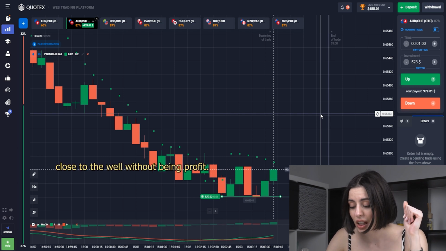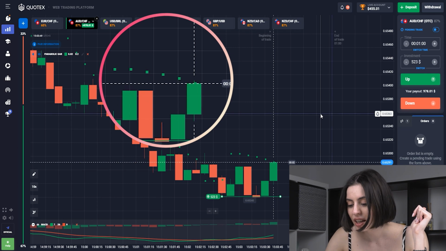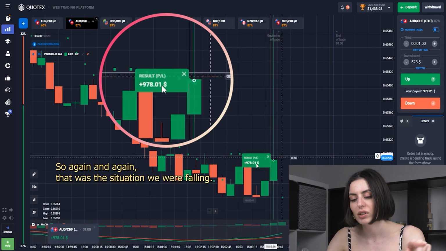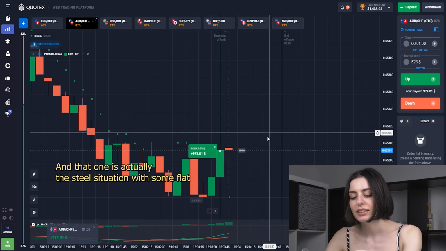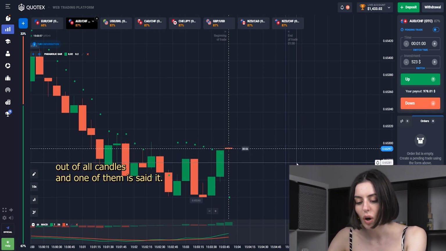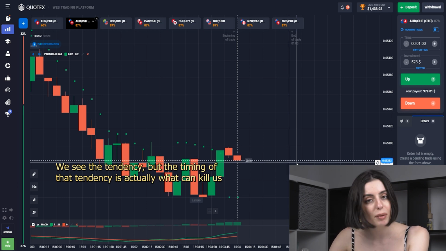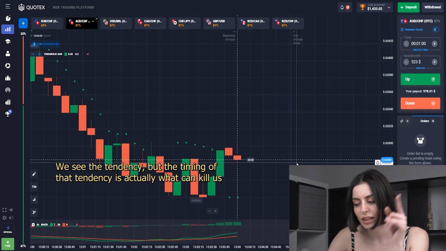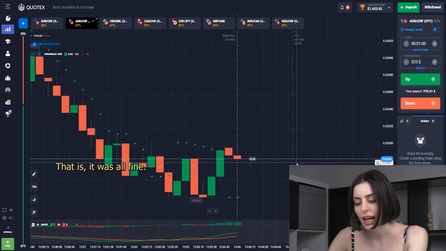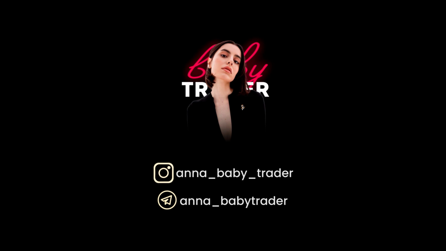We were actually close to be a little bit without any profit. So again and again, that was the situation we were falling, and that one is actually the still situation with some plateau. Out of all candles and line of the MACD, we see the tendency, but the timing of that tendency is actually what can kill us or can help us. In that case, it was all fine. One more.